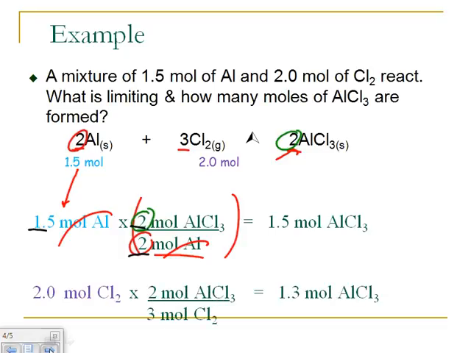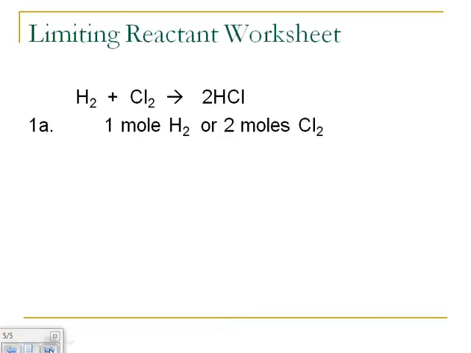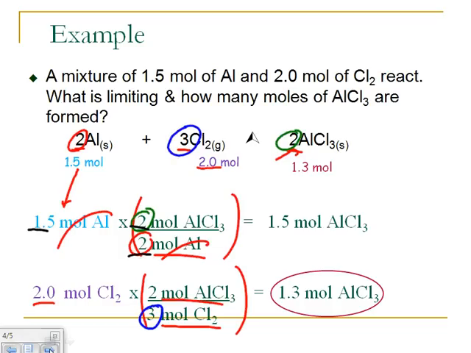We do the exact same thing with the chlorine, but now we're starting with 2 moles of chlorine. Do the same conversion factors, except we have moles of chlorine in the denominator here. We still have that moles of aluminum chloride in the numerator. From the balanced chemical equation, you can see we have 3 moles of chlorine, so our 3 moles go down on the bottom there. And we will end up with 1.3 moles of aluminum chloride.